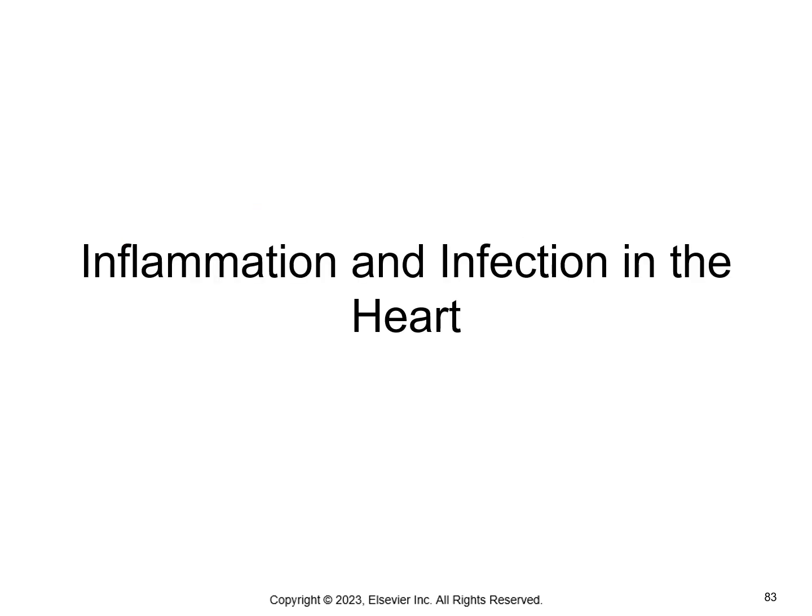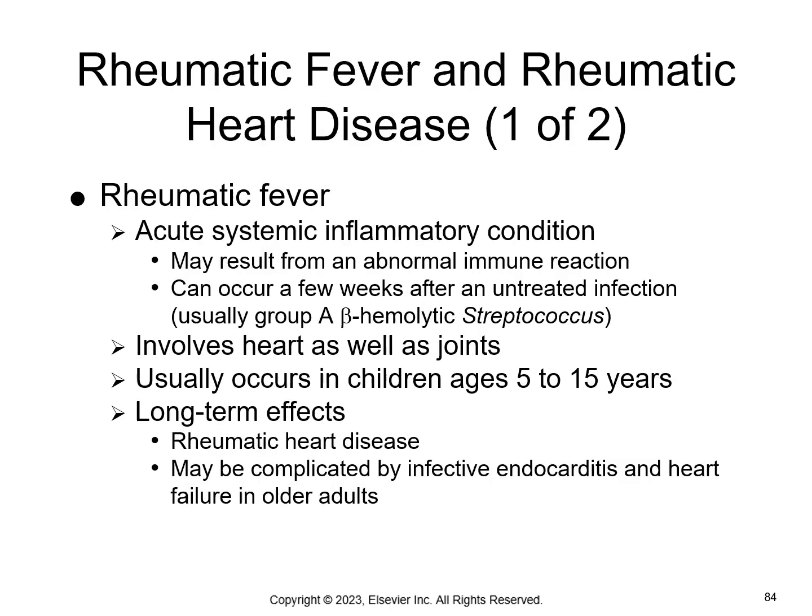Okay, next we'll be talking about inflammation and infection in the heart. First is rheumatic fever. This is an acute systemic inflammatory condition that appears to result from an abnormal immune reaction occurring a few weeks after an untreated infection. Okay, got to know this stuff. Usually caused by certain strains of group A beta streptococcus.